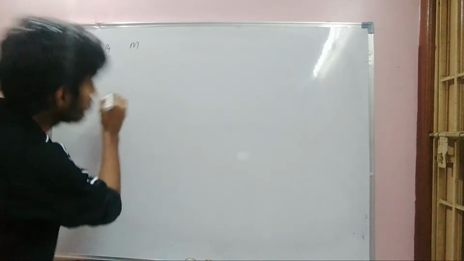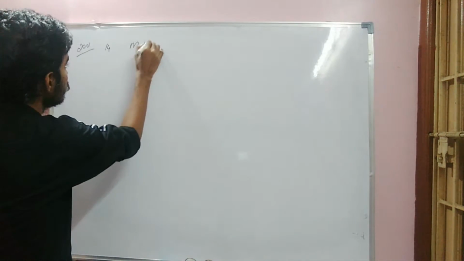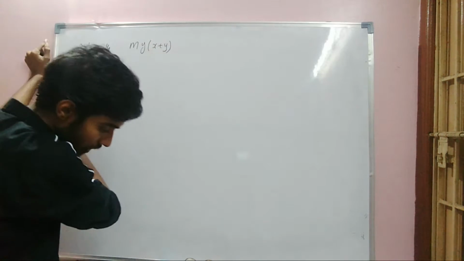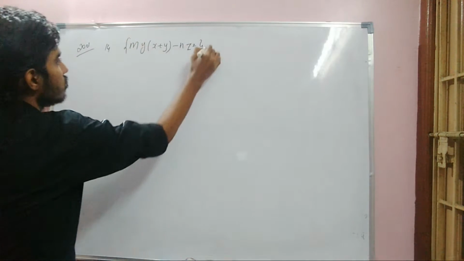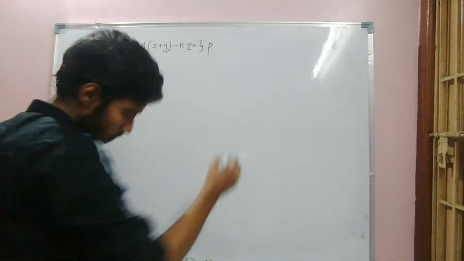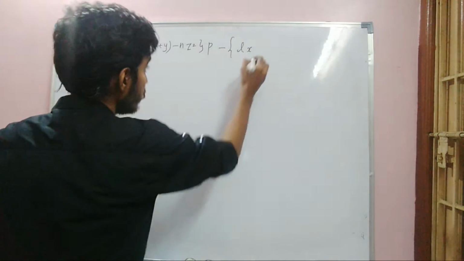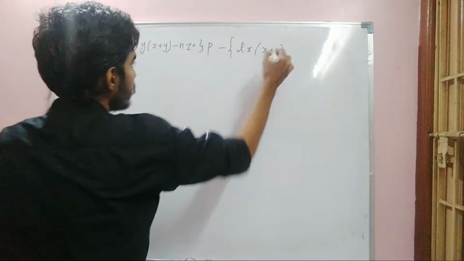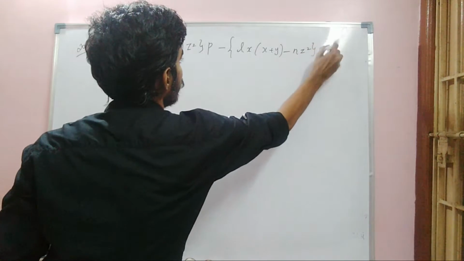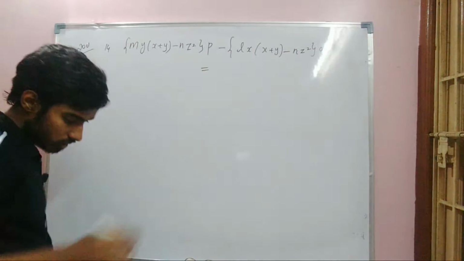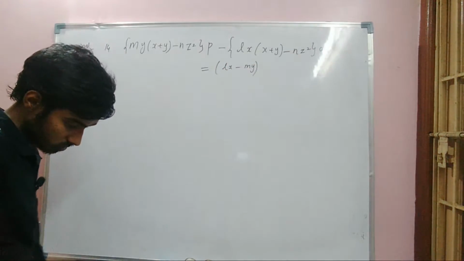This is 2001. (my into x plus y minus n z square) into p minus (lx into x plus y minus n z square) into q is equal to (lx minus my) into z, right?